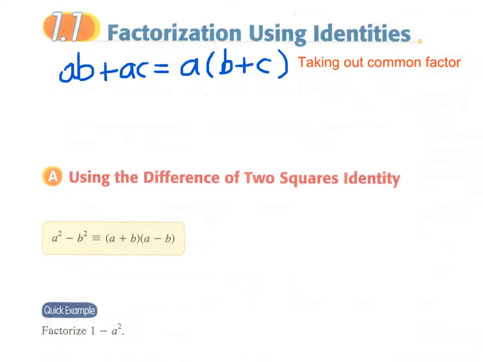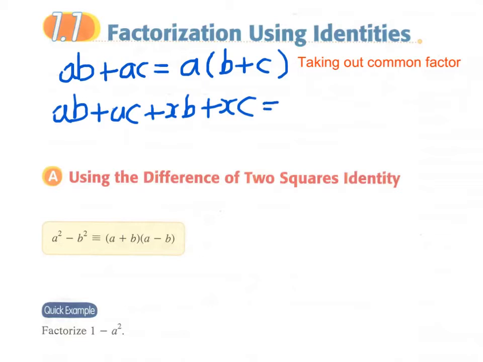Then we have another method called grouping like terms. Let's say we have another expression, ab plus ac plus xb plus xc. We can see that we don't have a common factor across all four terms. But in fact, we can find a common factor a in the first two terms and another common factor x in the last two terms. Therefore, we can group the four terms into two groups.